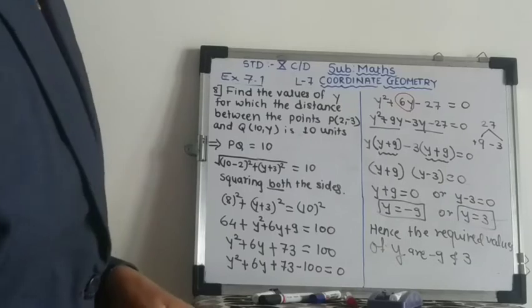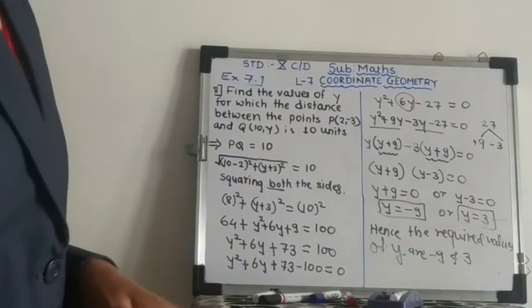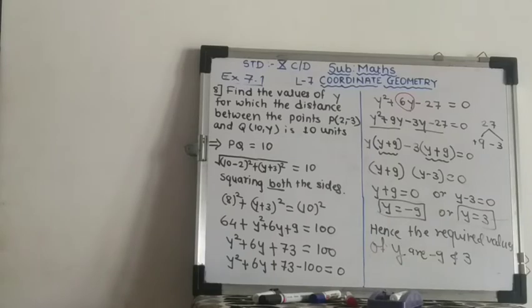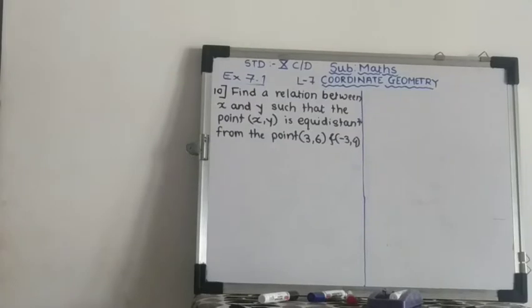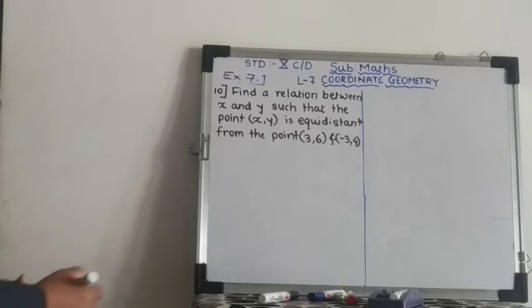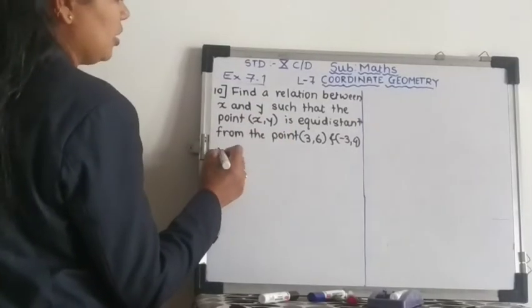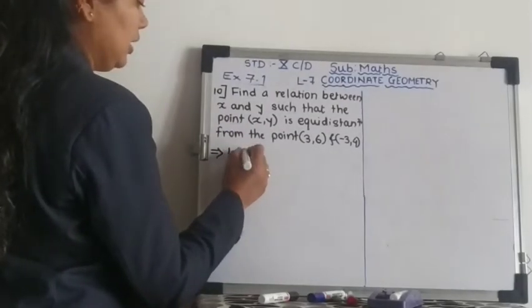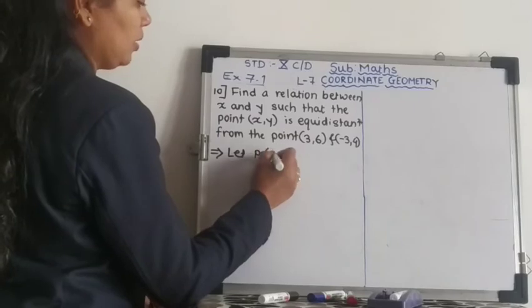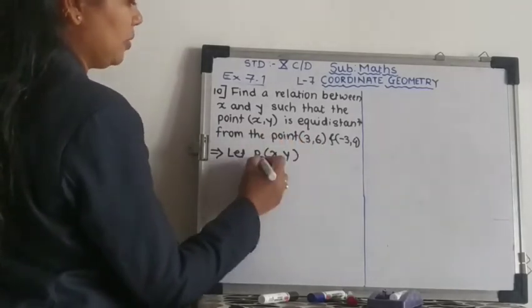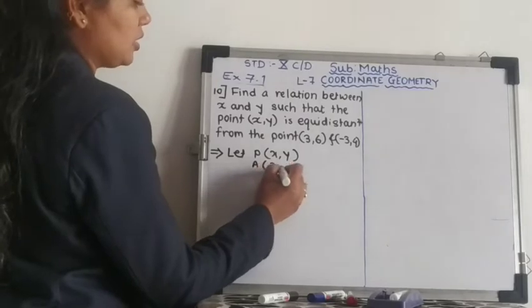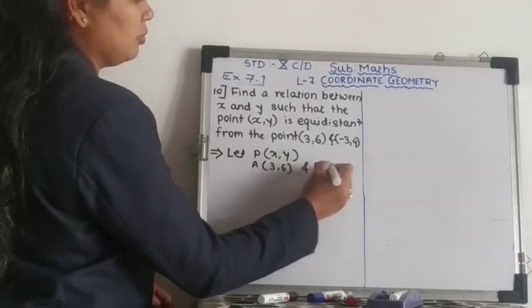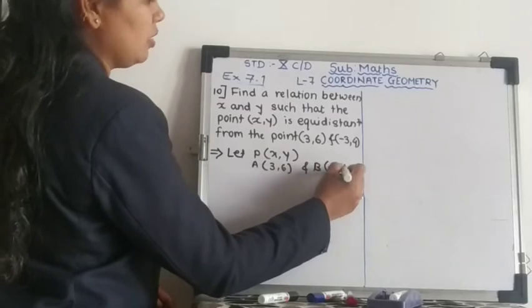Now we will go for question number 10. So question number 10, write it down. Till then I will also write and then we will solve. Find the relation between x and y such that the point xy is equidistant from the point 3, 6 and minus 3, 4. Here we will take let P be xy, A is 3, 6 and B is minus 3, 4.